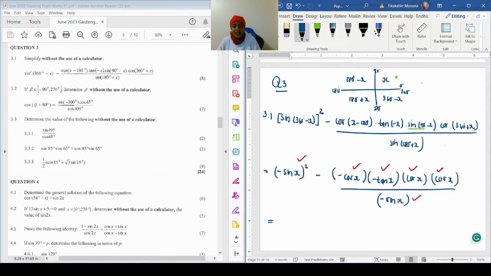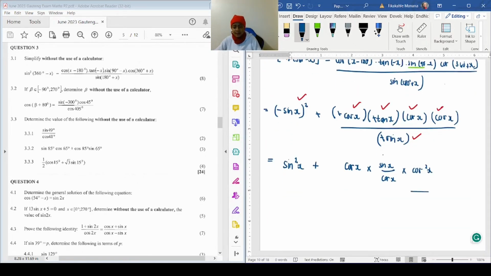All right, so now negative sine x squared will just be positive sine squared x. Now let's start canceling things out. The negative and the negative can cancel, the negative and the negative becomes a positive. So I have cos x multiplied by sine x. The identity for tan is sine x over cos x times cos squared x. And we are dividing by sine x.